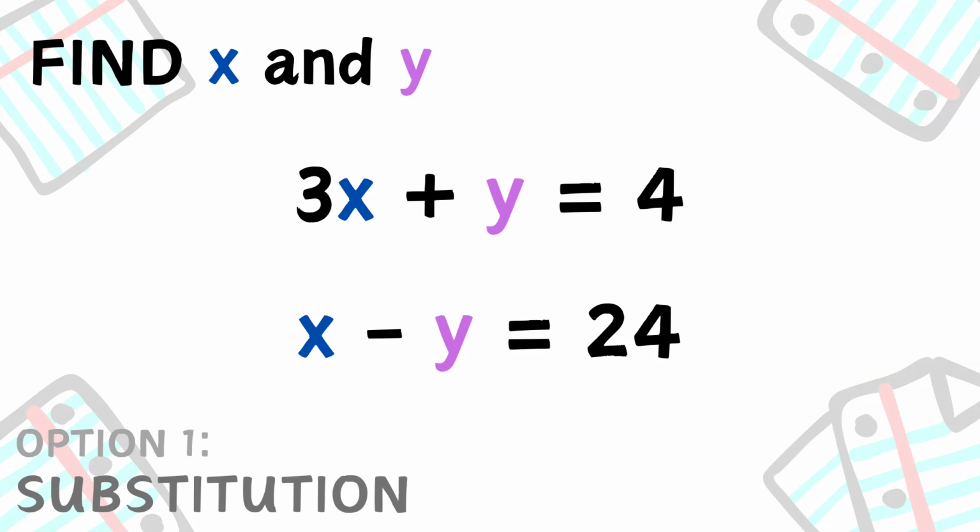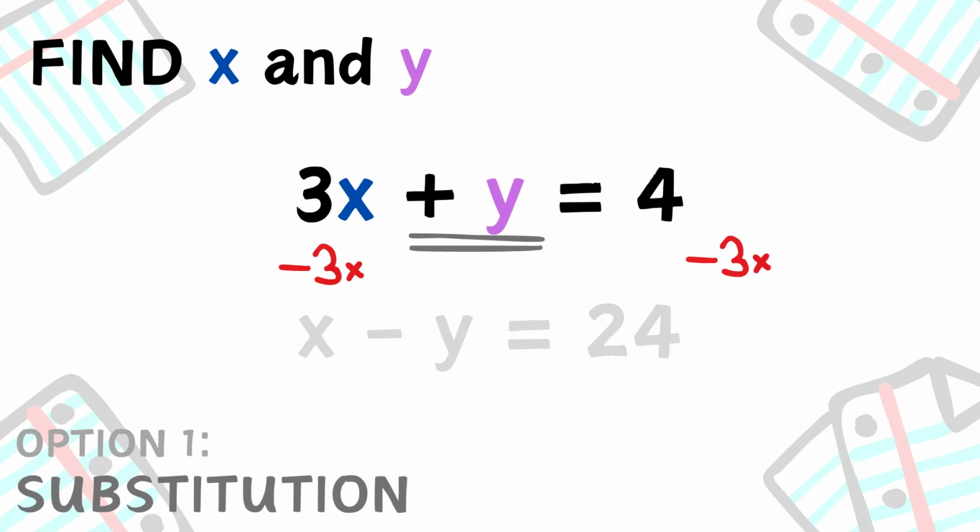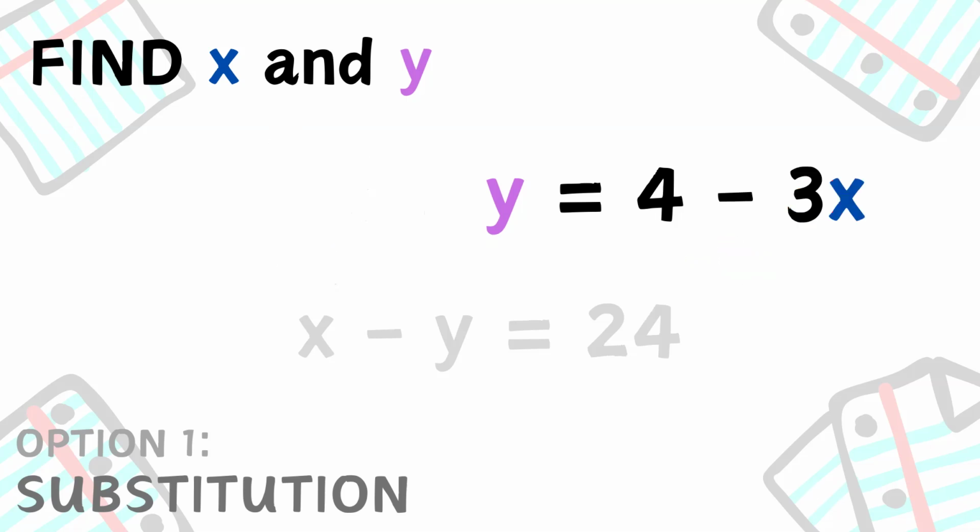To substitute, we have to first solve for one of the variables beforehand. Let's use the first equation, 3x plus y equals 4. And let's isolate the y, since it doesn't have a coefficient. To isolate, all we have to do is subtract 3x from both sides, and we find that y equals 4 minus 3x. Great. Now, we just plug in this value for y in our other equation.